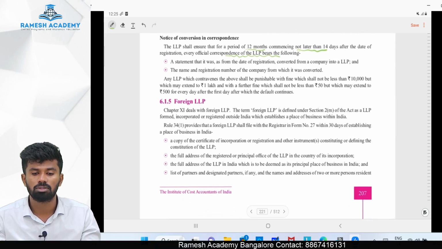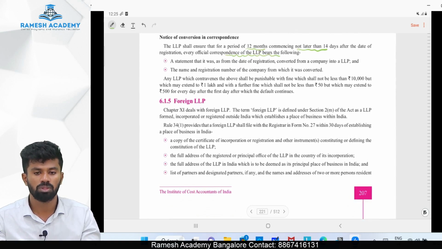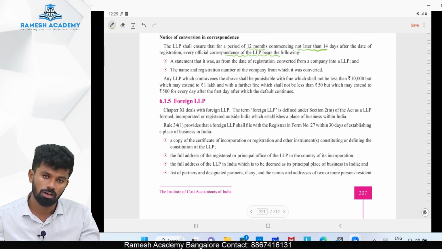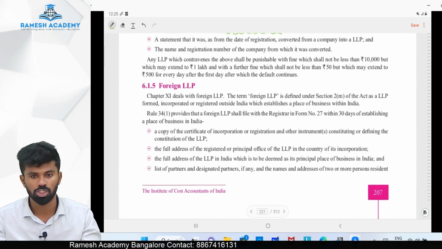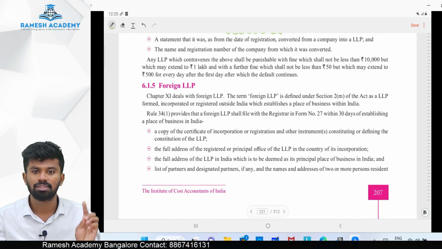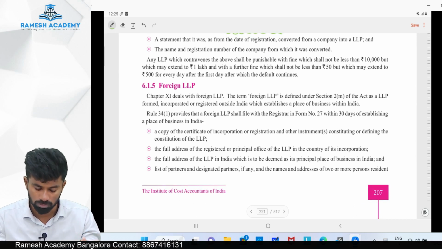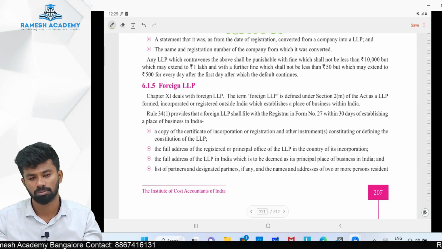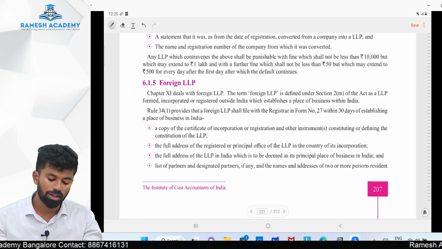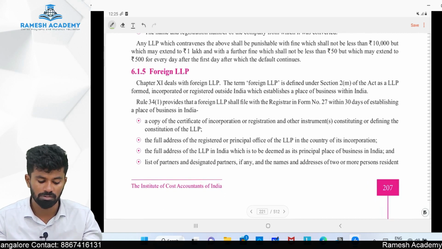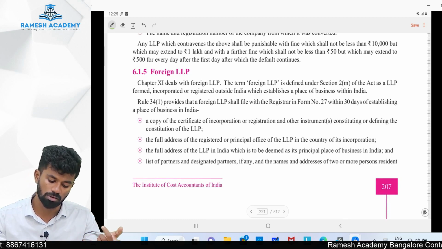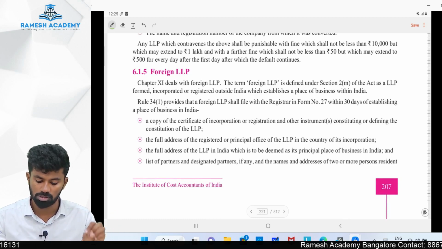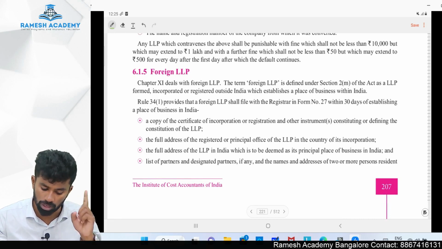These are the provisions with respect to conversion of companies or partnership firm into LLPs. Schedule 2, 3 and 4 of the LLP Act. Then we have foreign LLP. Now, name itself, what is foreign LLP? LLP which is incorporated outside India but has a place of business in India. It's called as what? Foreign LLP.